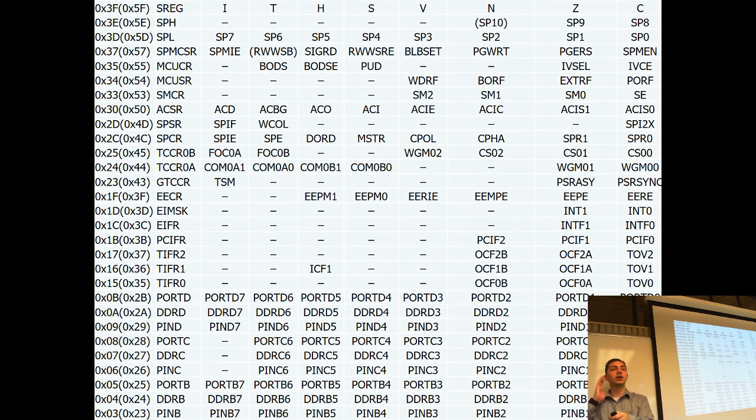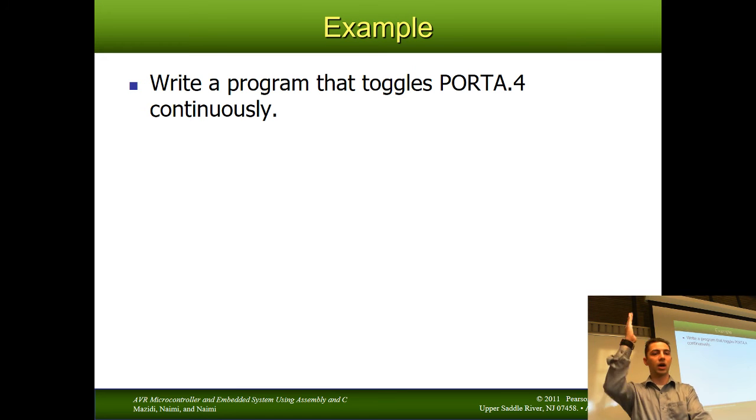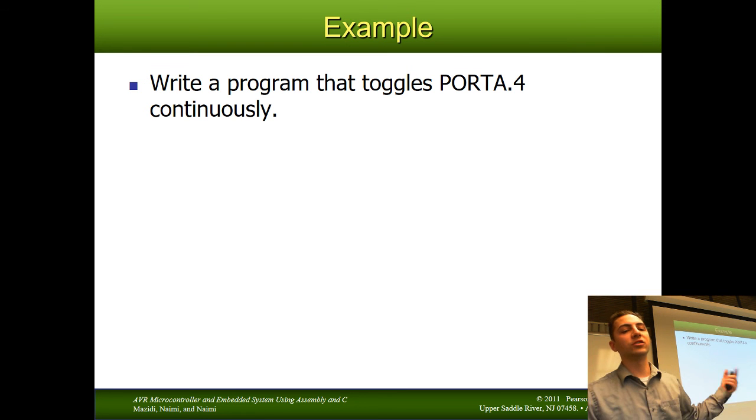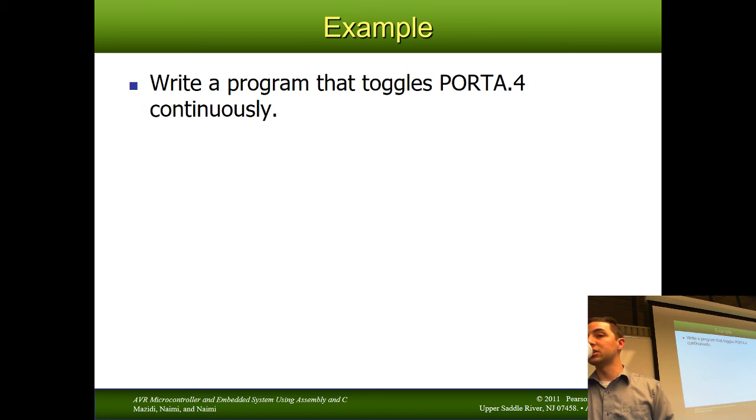Okay, your turn. Let's use these instructions. Write a program that will toggle port A, pin 4, continuously. I'm not giving you any hints. There are a few things that you need to do. And the goal is to not affect anything else in any register, just that bit. And I suppose if I really want to limit you, try to do it without using LDI.